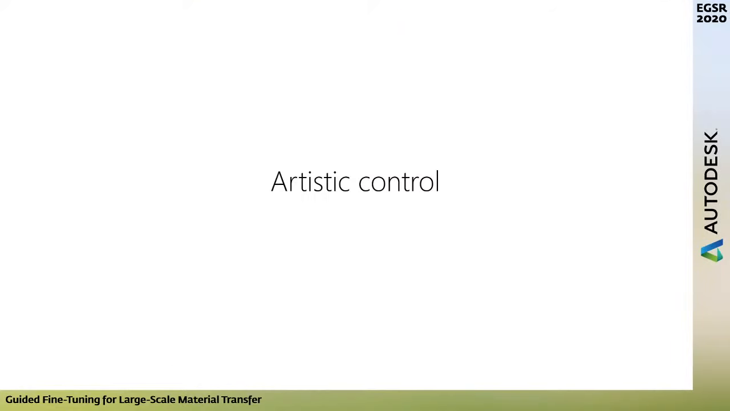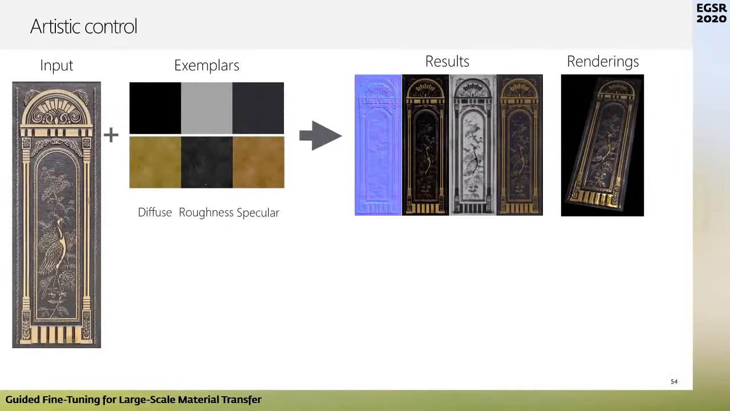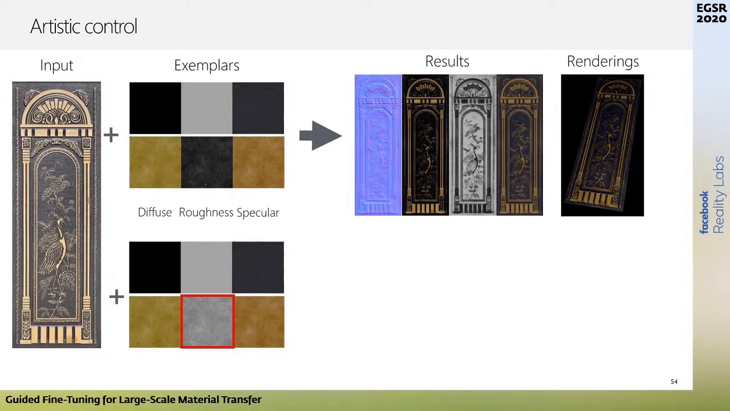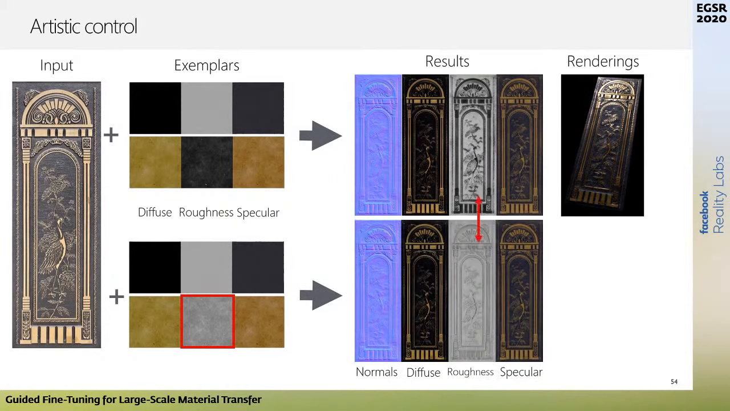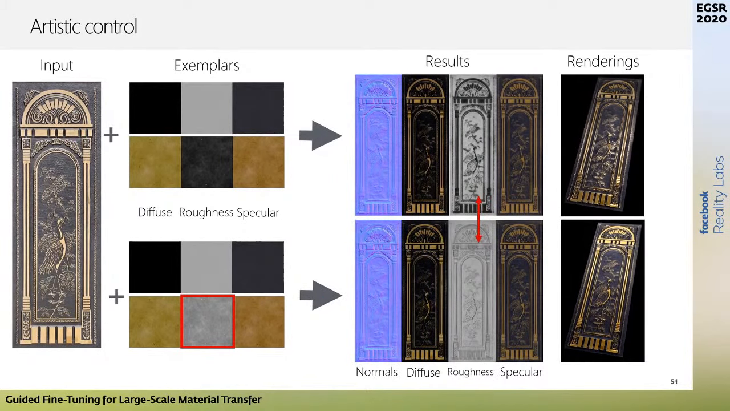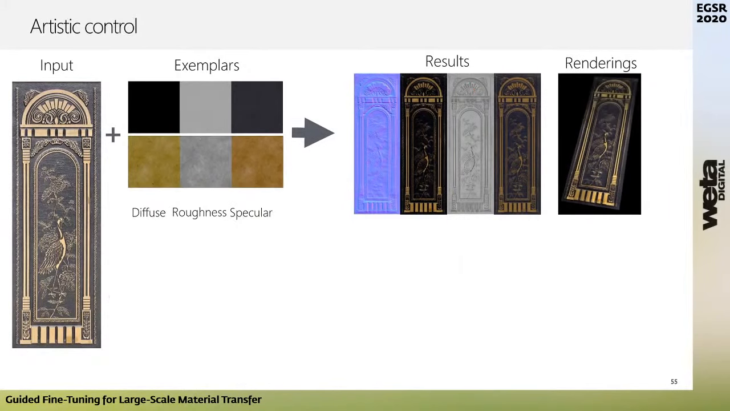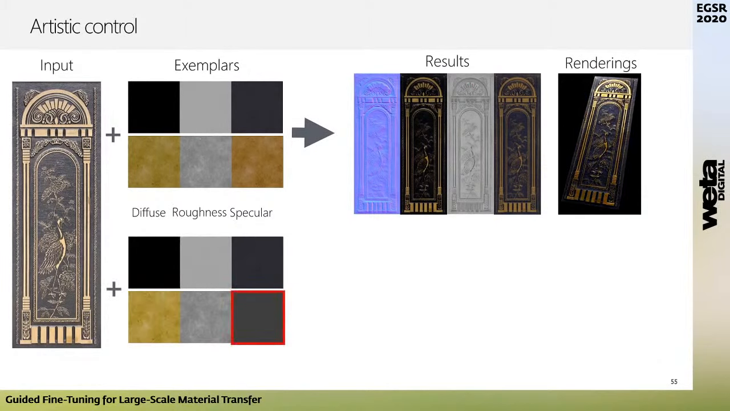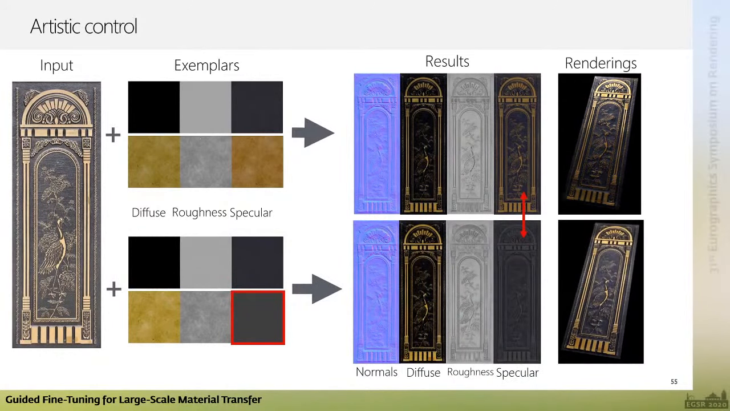Before concluding, I would like to show some example of the control that is available to the users by changing the exemplars. I will use this golden crane example. Here, we replace a shiny gold by a rougher gold exemplar. This results in a rougher output, as you can also see in the renderings. In the second example, we change the specularity of the exemplar to remove the golden aspect, which is particularly visible in the specular output map.